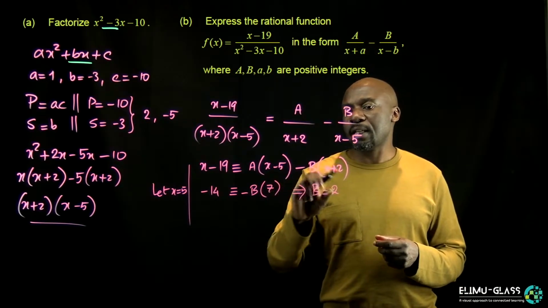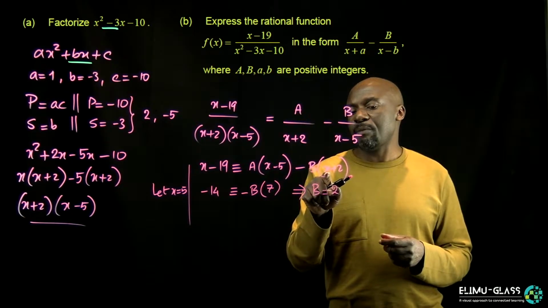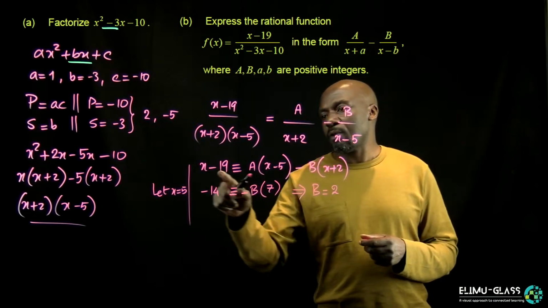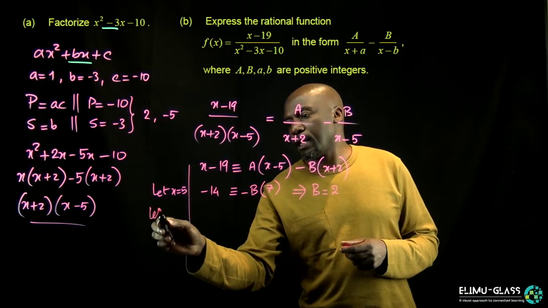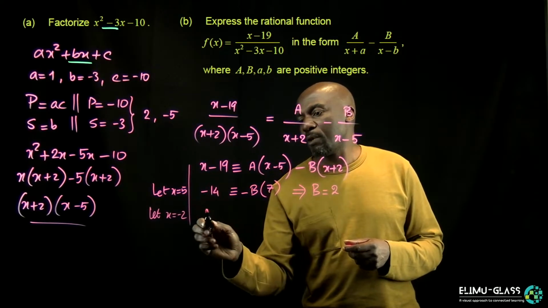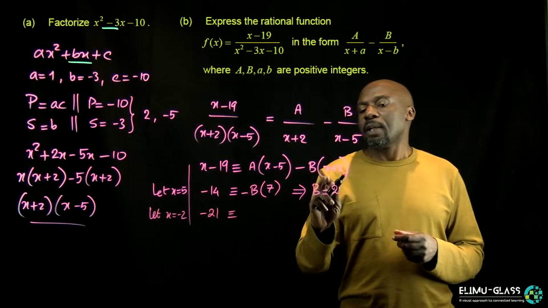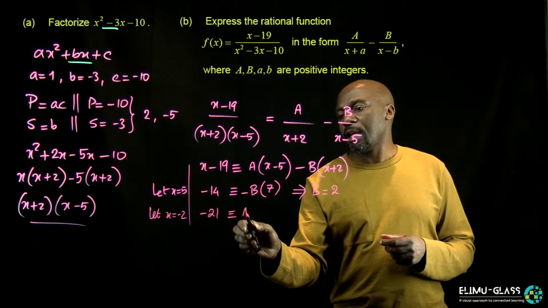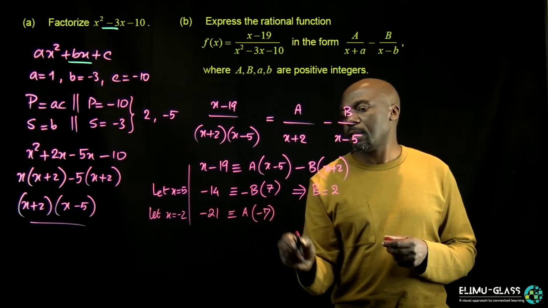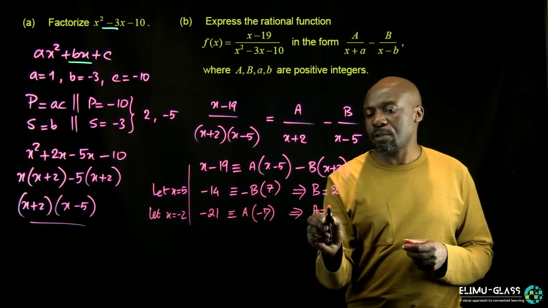Similarly, we can eliminate b to find the value of a. So if we make x negative 2 here, this term becomes 0. So we let x be negative 2. If we put negative 2 here, we get negative 21 must be equivalent to, now b is gone, so we have a into negative 2 here becomes negative 7, and solving that gives us a equals 3.